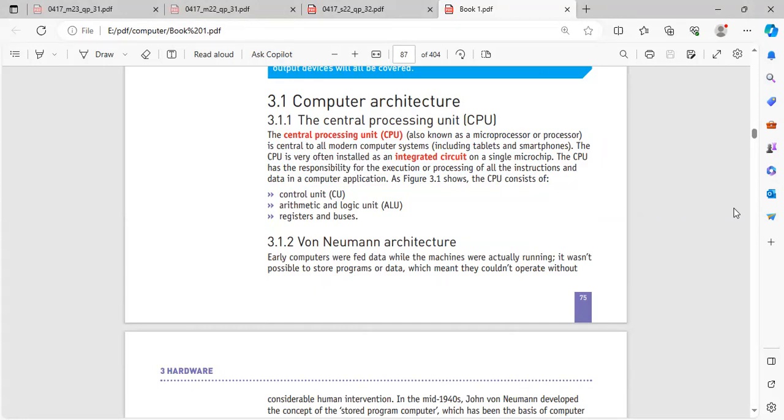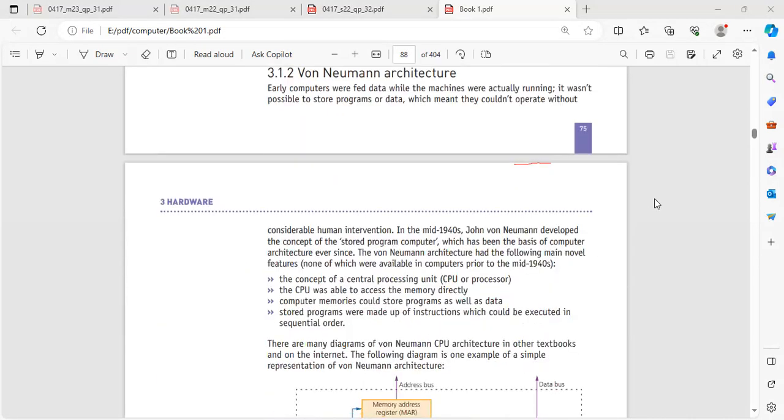We also call the CPU a microprocessor. We also call it a microchip. Okay, now moving to the rest of the part. This thing I already discussed.